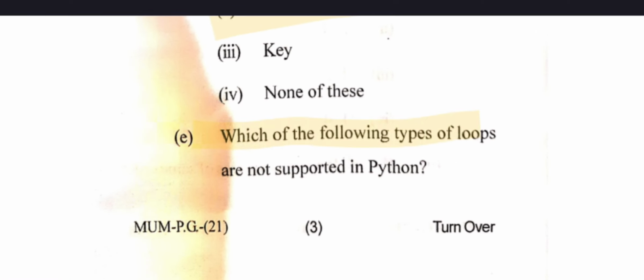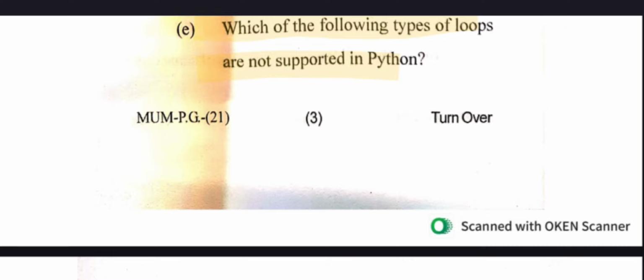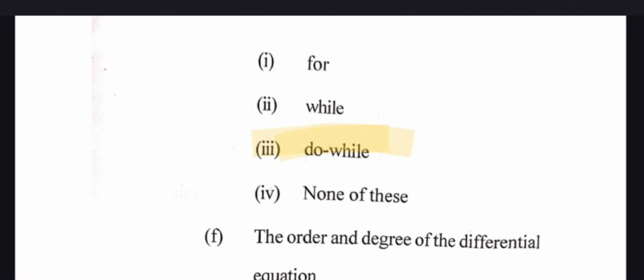So next question you see, E number. Which of the following types of loops are not supported in Python? Python is a programming language. So first option you see, do while. Do while is not supported. While and for are supported.